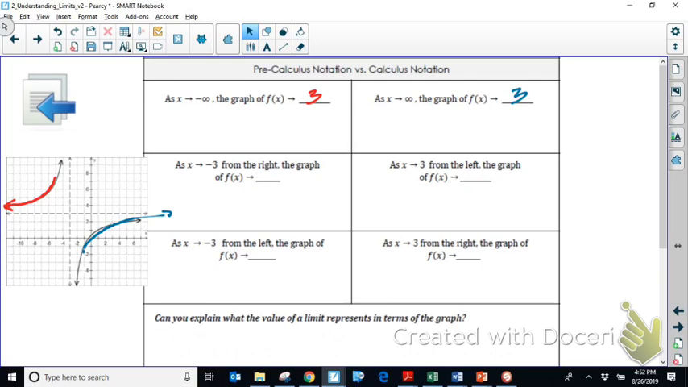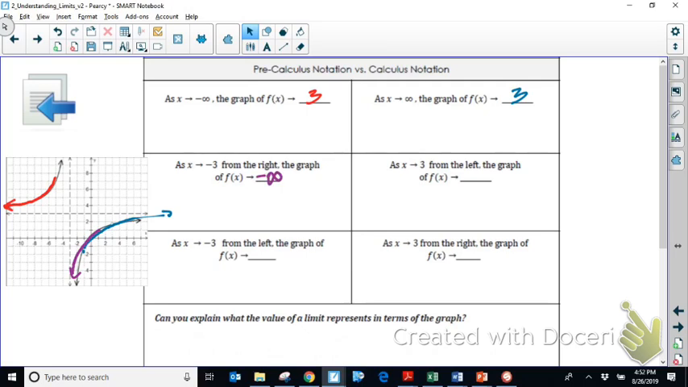As x approaches negative 3 from the right, what does y do? So as I approach negative 3 from the right, you can see as I get closer and closer to negative 3, the graph is going down towards negative infinity.